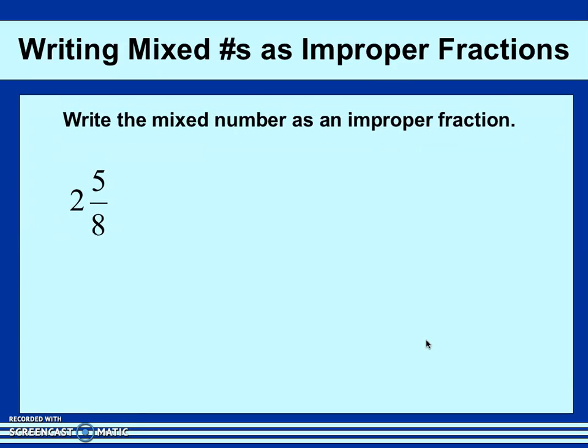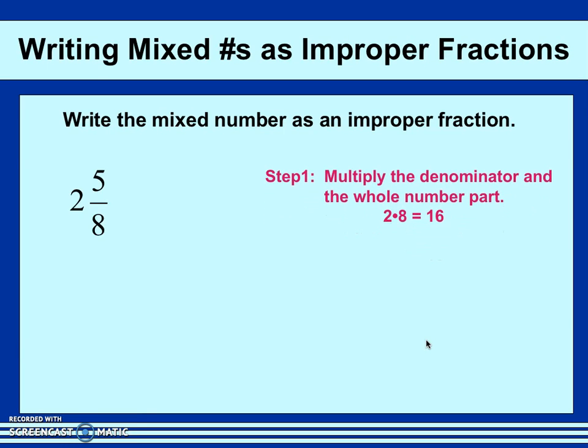So if I have this 2 and 5/8, right now it's a mixed number. I want to write it as an improper fraction. To do this, there are a couple steps. First, I'm going to multiply the denominator, the 8, and the whole number part. So 8 times 2, or 2 times 8, gives me 16. My second step then is I'm going to add that 16 that I get multiplying the 2 times 8, add that to 5. Alright, so 16 plus 5 gives me 21.